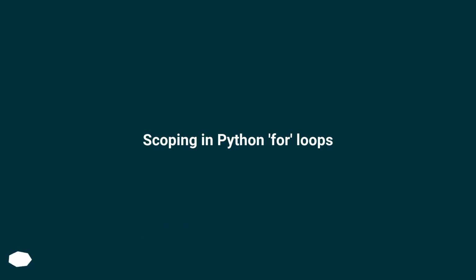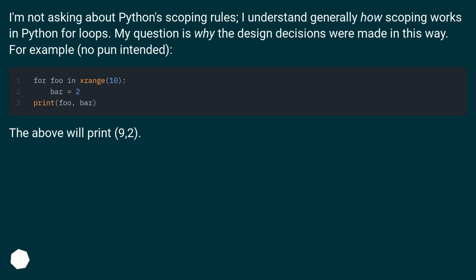Scoping in Python for loops. I'm not asking about Python's scoping rules. I understand generally how scoping works in Python for loops. My question is why the design decisions were made in this way. For example, no pun intended.